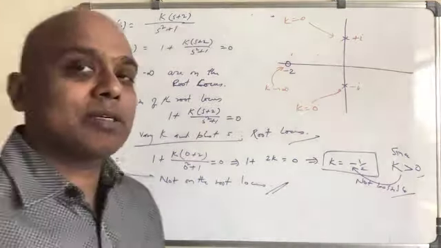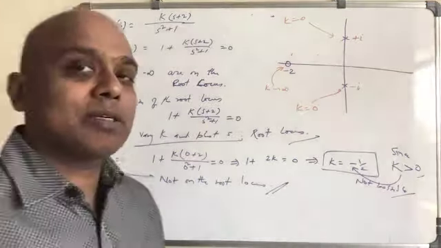First, we take the magnitude. So we put the magnitude of k (s plus 2) divided by (s square plus 1) is equal to the magnitude of minus 1, and hence equal to 1. So we get this one.